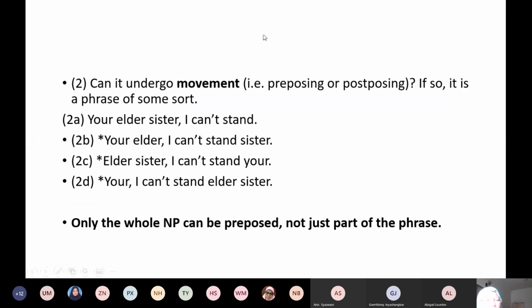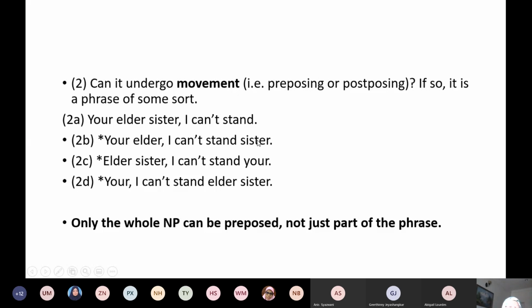Okay. So 2A is grammatical because we move the whole constituent. If we think back to the original sentence, it is I can't stand your elder sister. So 2A is the result of bringing your elder sister to the front, and it's okay. It's a grammatical sentence. However, when you do B, C, and D, the problem starts when you only take part and you leave behind something. So in 2B, your elder, you leave behind sister at the back after stand. So the sentence becomes your elder, I can't stand sister.